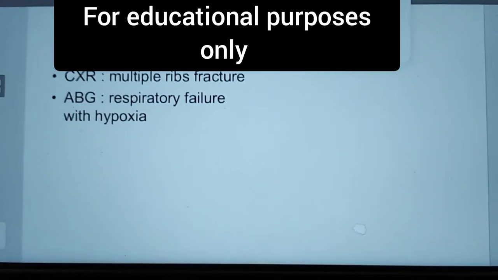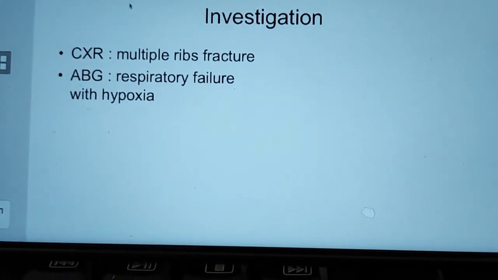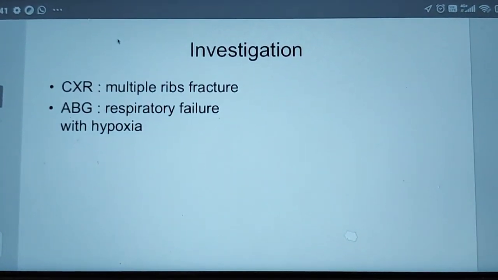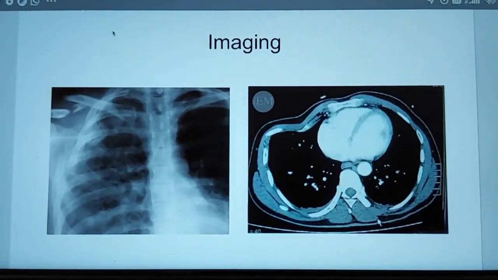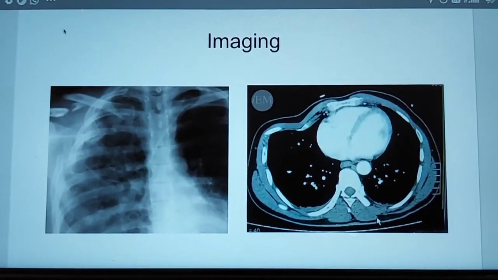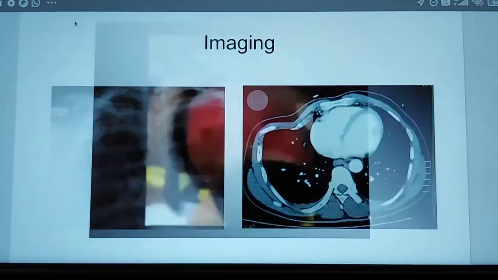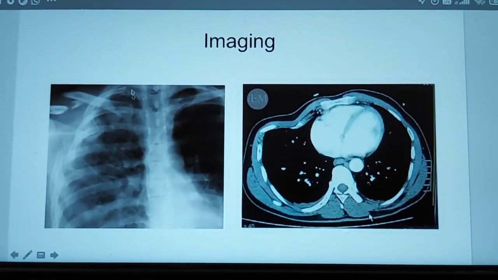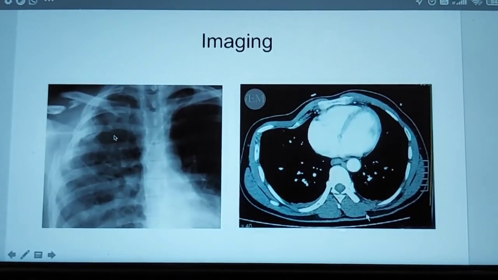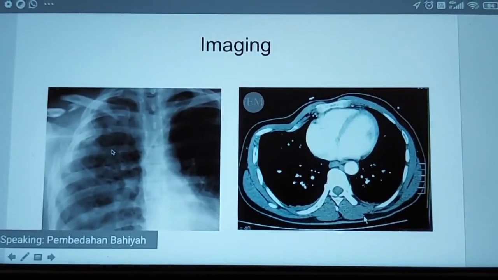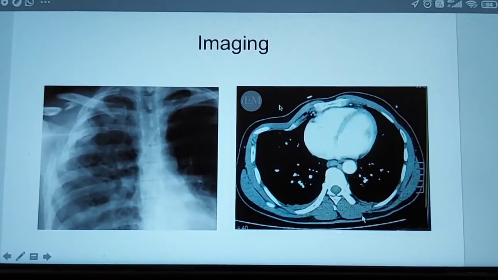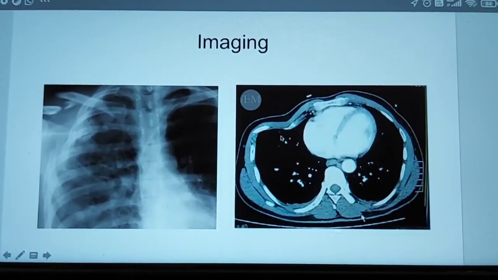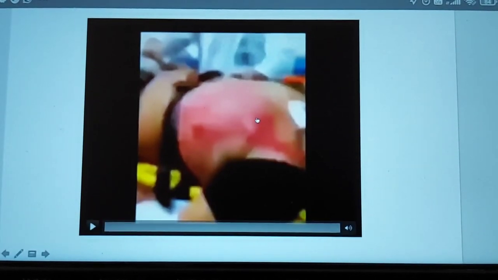For investigation, usually by X-ray we can see the location of the fracture. By ABG, we can see features of respiratory failure with hypoxia. This is an example of imaging, X-ray and CT. Over the right side, you can see the second, third, fourth, and fifth rib fractures, and also a clavicular fracture, the proximal part. The CT shows the flail segment. Okay, I want to show you the flail chest video.